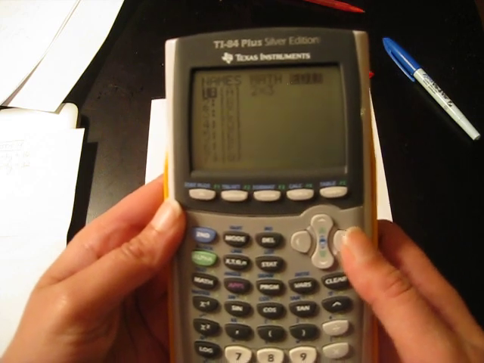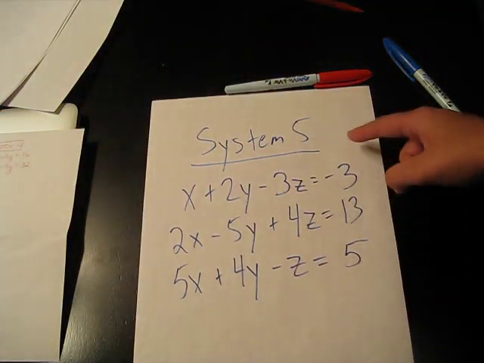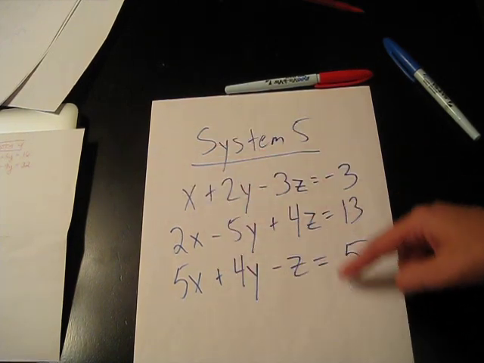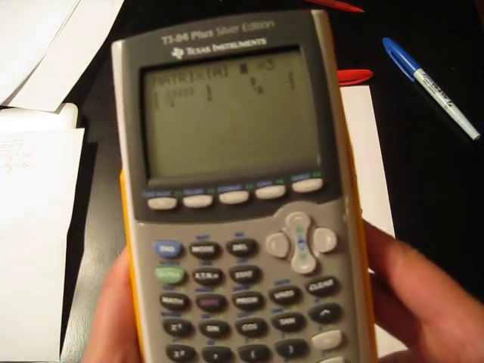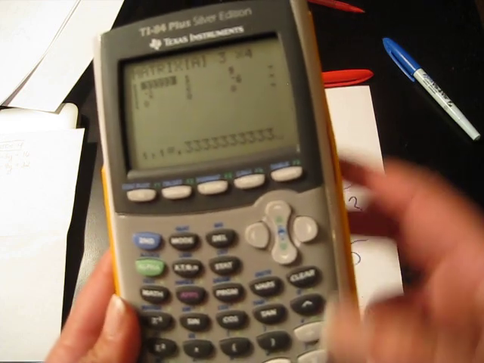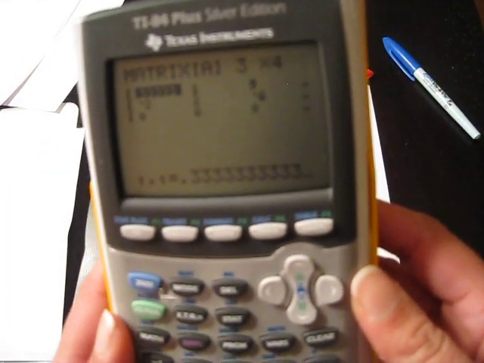But this time, when I go to edit it, I'm going to have 1, 2, 3, 4 columns. So 3 rows and 4 columns. And so that's what I'm going to have to tell my calculator. I'm going to say, make it a 3 by 4 matrix. You see the 4th column kind of gets cut off the screen. That's okay. You'll be able to scroll over there.